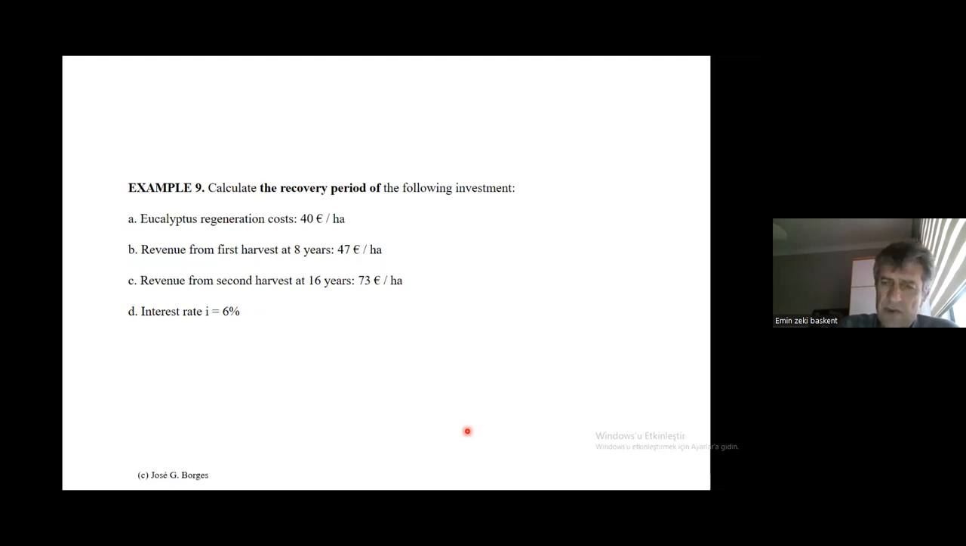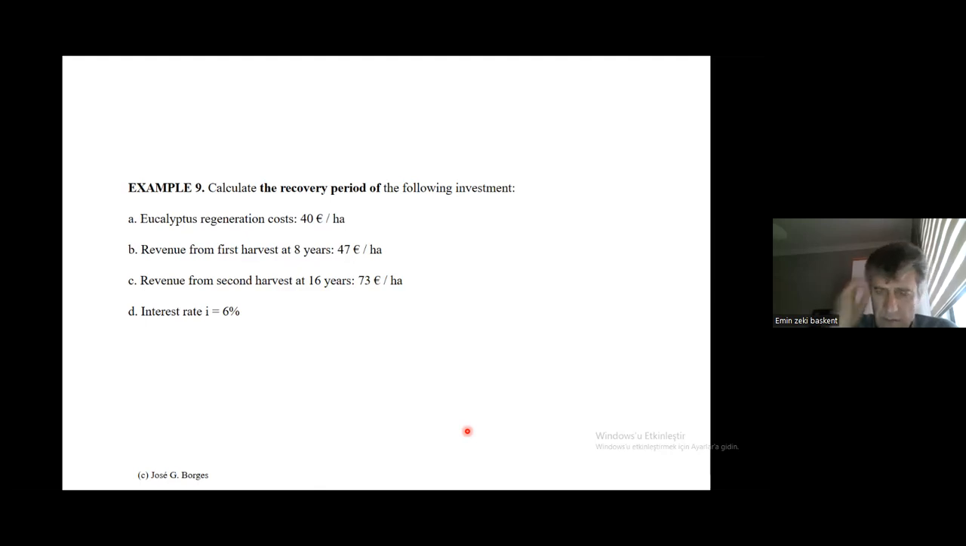Recovery period refers to the value of net present value. Okay, if the present value is greater than 0, as you can remember, it is acceptable, the feasible region. If it is less than 0, it is not the acceptable region, okay? So where the net present value becomes 0, the corresponding age becomes the recovery period, okay? The corresponding age becomes the recovery period.